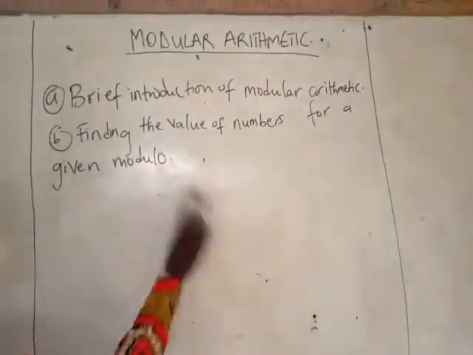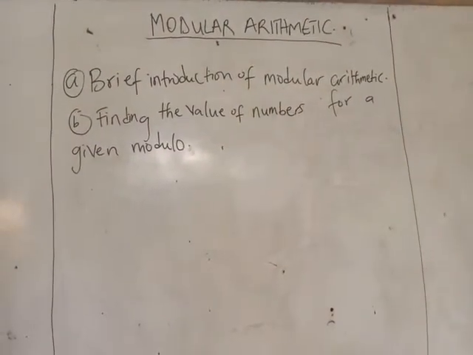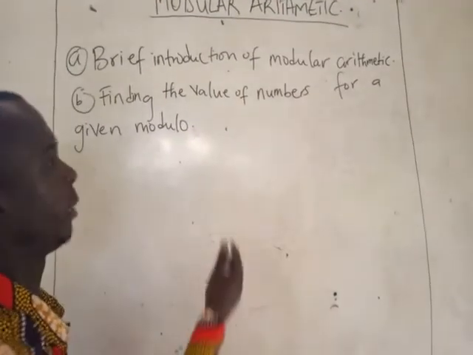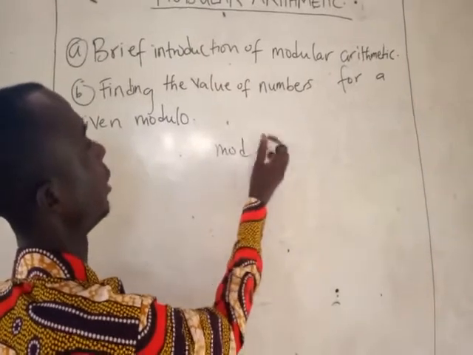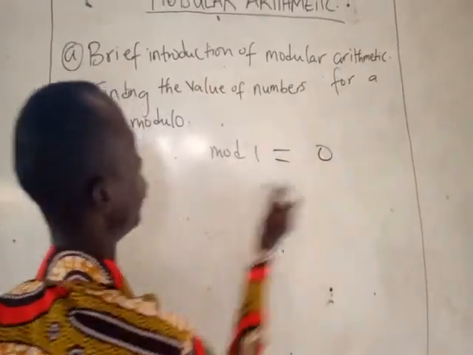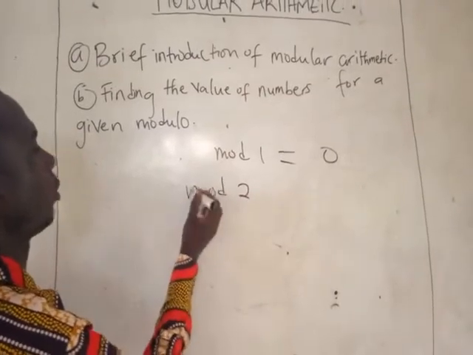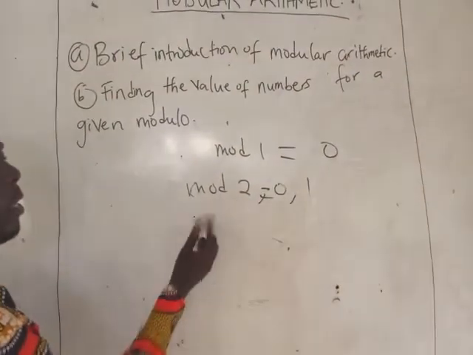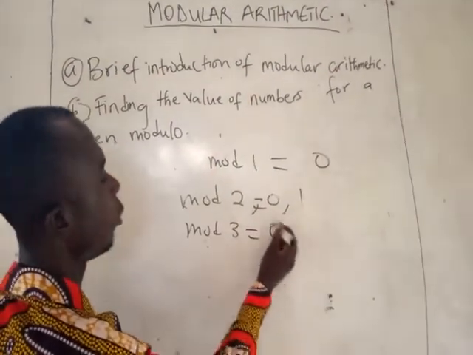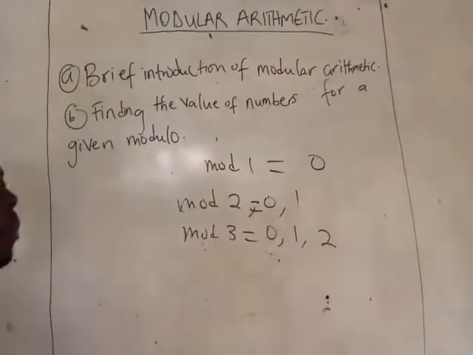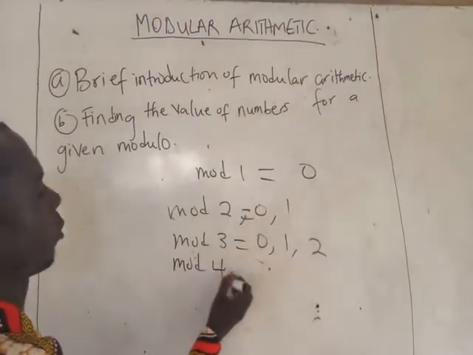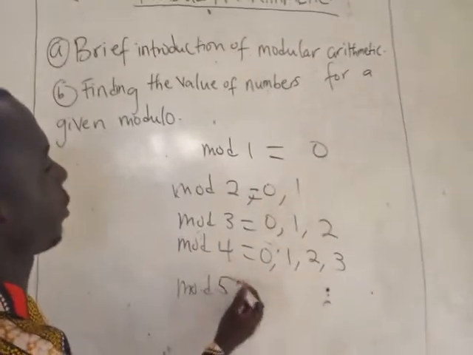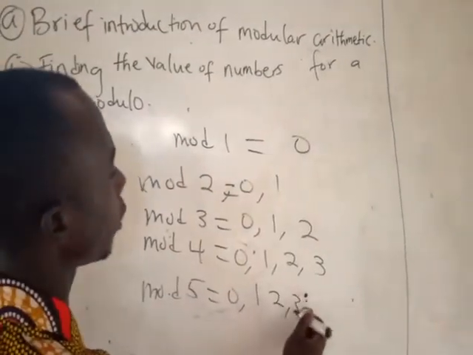So you can be asked to find the value of numbers for a given modulo. Always, if you are asked to find in mod 1, your answer should remain as 0. Mod 2 is 0, 1. You shouldn't see any other number inside your answer. Mod 3 is 0, 1, 2. 3 shouldn't be part of your answer. Mod 4 is 0, 1, 2, 3. Mod 5 is 0, 1, 2, 3, 4.